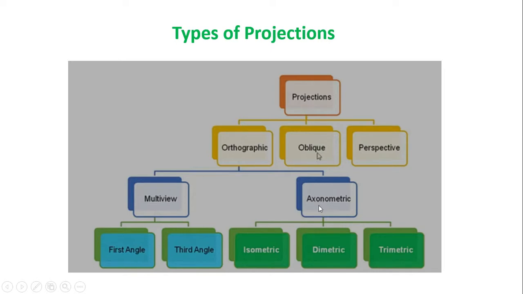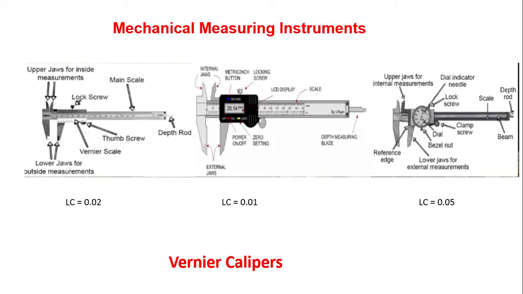And the axonometric views are isometric, dimetric, and trimetric. Normally we prefer isometric views, not dimetric and trimetric, although some countries do prefer dimetric and trimetric. So next come the mechanical measuring instruments. What all will be there?